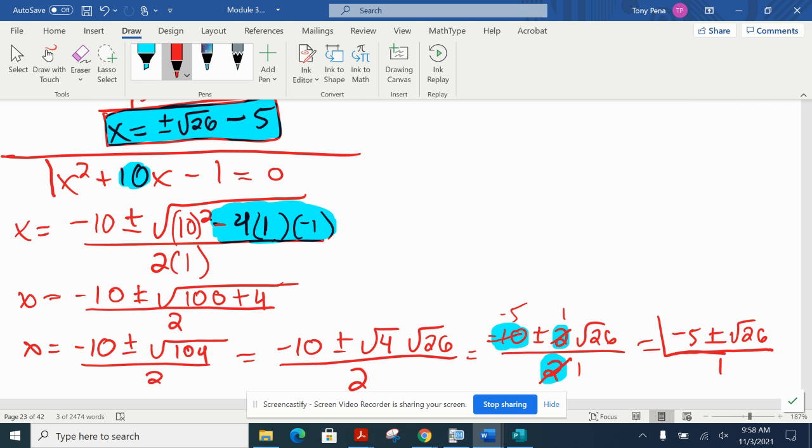So now let's compare our answers. So if this is what we got using the quadratic formula, is that the same thing that we got by doing the square root? Yeah. All right. The order is flipped around, but you have a positive and negative 26 in both. You have a negative 5 in both. Those then are equivalent to each other. Okay.